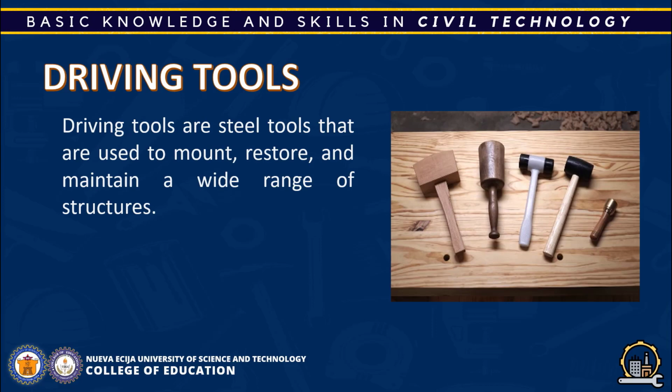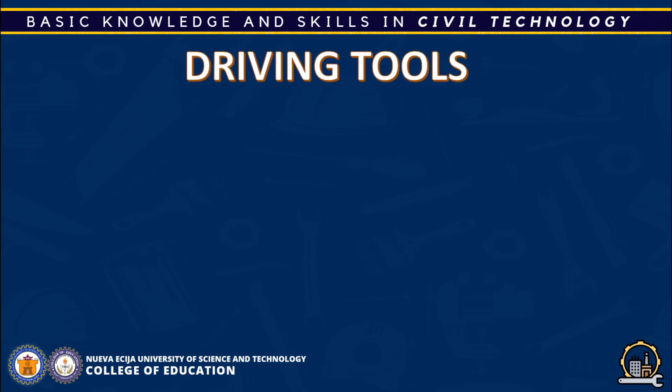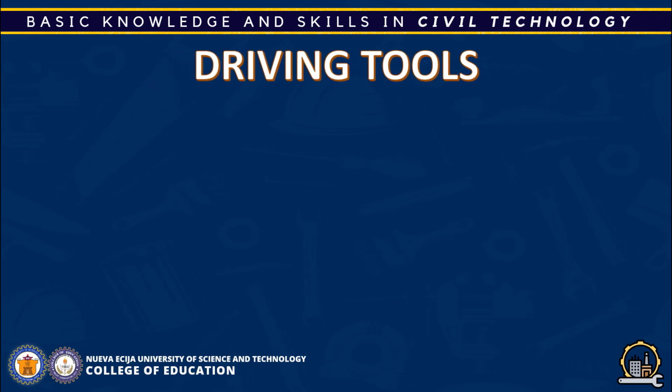Glue and interlocking wood joints may be used to connect these parts. However, these are often redundant, necessitating the use of nails, panel pins, wedges, pegs, or screws. Different types of driving tools such as hammer, screwdriver, and mallet are needed for this task. A variety of steel tools are used to mount, restore, and maintain structures. Here are some of the most common driving tools.